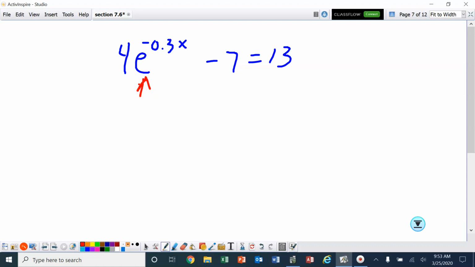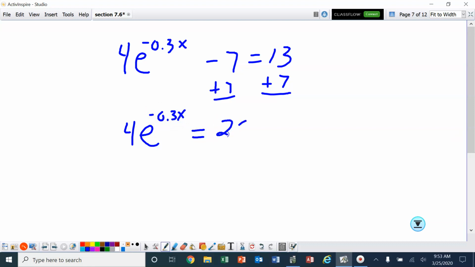So the first thing we're going to do is get rid of the minus 7. Just like solving a regular equation, we're going to add 7 to both sides. So now we have 4e to the negative 0.3x equals 20. Now we're going to get rid of the 4, divide both sides by 4, and so now we have e to the negative 0.3x equals 5.